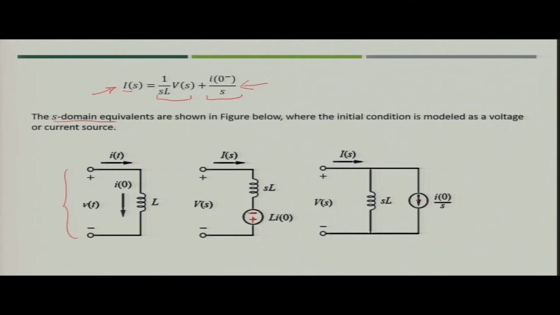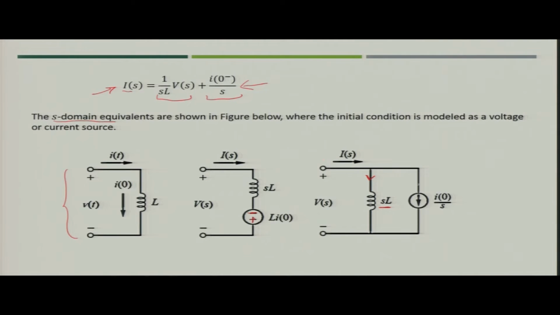So, i(0) by s, the direction will be downward because it is positive. So, current I(s) will give you the same direction for the fictitious current source which you will add for representing the initial condition of current flowing through the inductor. Now, next is the value of current flowing through the inductor. This would be nothing but V(s) upon sL. So, this is what is represented. It means that the value of this inductor will be sL.